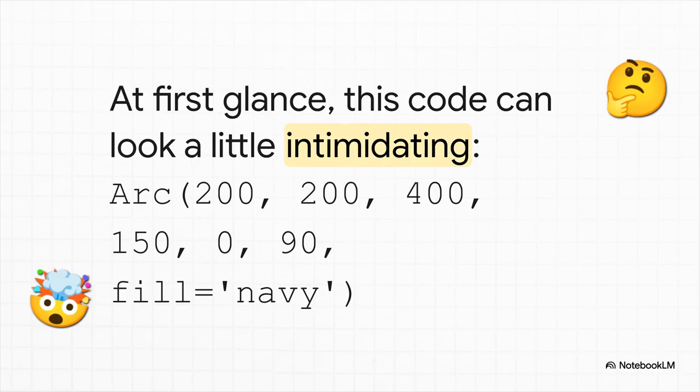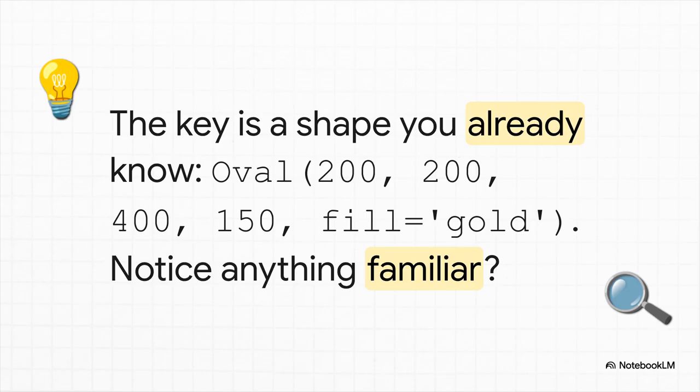Okay, so you see a line of code like this, and at first glance, it's a little intimidating. So many numbers. What could they all possibly mean? It just seems way more complex than drawing a simple circle. But here's the secret. Let's compare it to a shape you probably already know really well, the oval. Take a look. Notice anything familiar? Those first four numbers, they're exactly the same. And that right there is the key to unlocking the whole mystery of the arc.